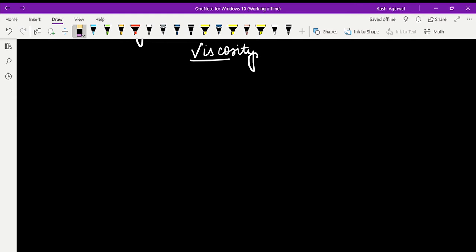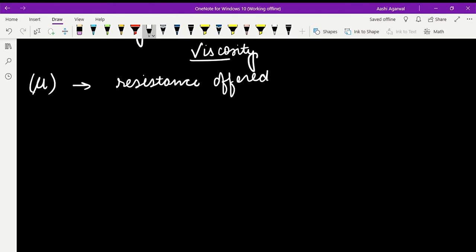So viscosity, generally it is denoted by mu. So let me write here. So please note the definition. Viscosity is nothing but the resistance to flow or resistance offered by the fluid. So it is a property of the fluid. So who is offering the resistance? Fluid is offering. So resistance offered by the fluid to the flow.